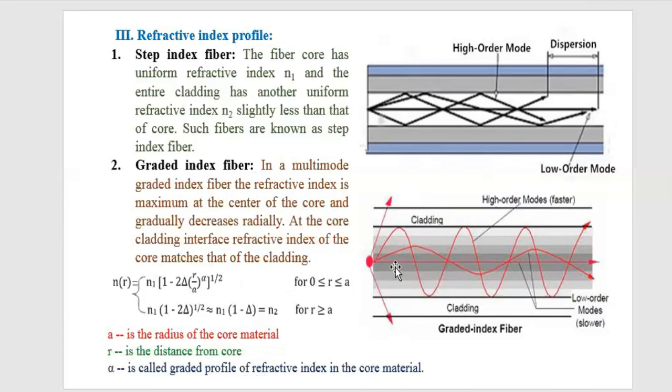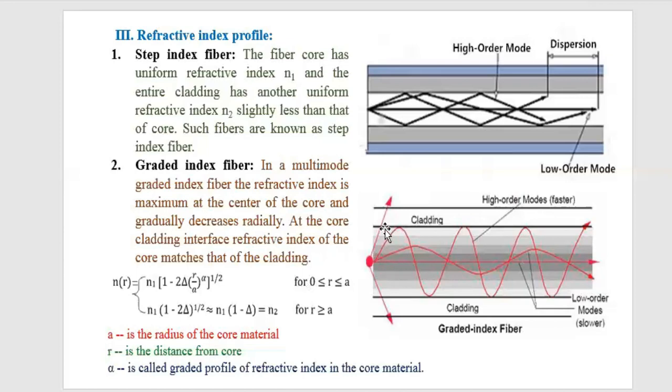So when this gradual decrement takes place, what happens is, the ray which is passing along the center of the axis is traveling in the high refractive index material. As the refractive index is more, velocity decreases. So it takes more time to reach the other end.